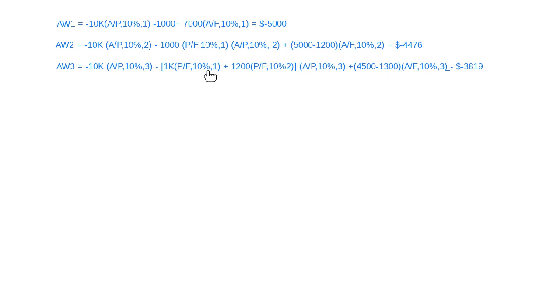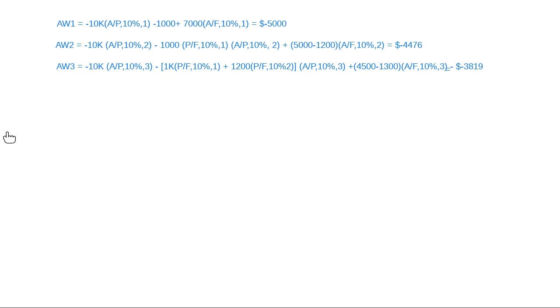So if you would like to break these down, you will have the 1,000 minus the value, P given F for 10% for 1 year, times the A given P, 10% and 3 years, minus 1,200 P given F, again times A given P. So it is the same. Here it is just shortening the values that come in the same year, but it's the same value. We are using the time value of money over the time. Yes, continue your question.